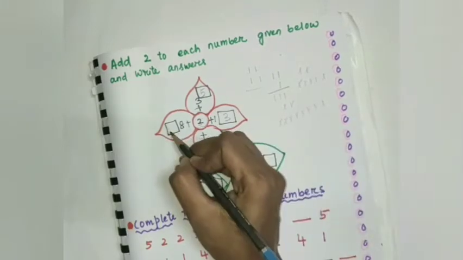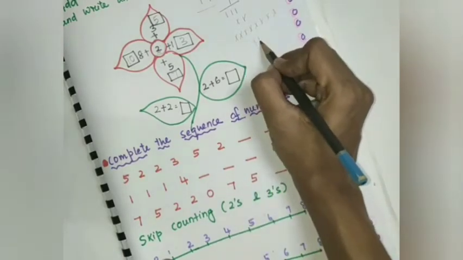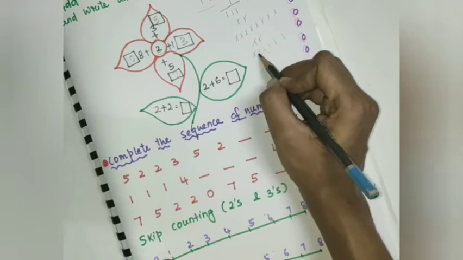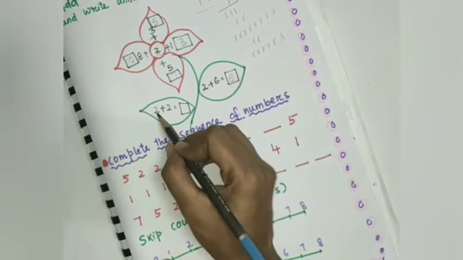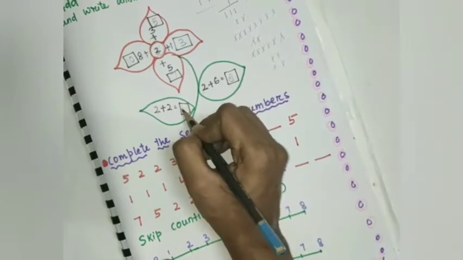Okay, 2 plus 8 is 10. Then 2 plus 6. Okay, in the same manner we'll solve all the sums, all the additions. Okay, 2 plus 6 is 8. Then 2 plus 2. Okay, 2 and 2 is 4.